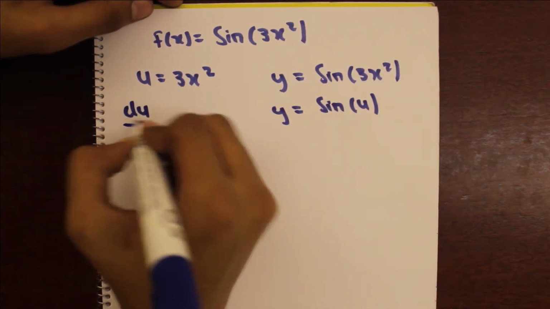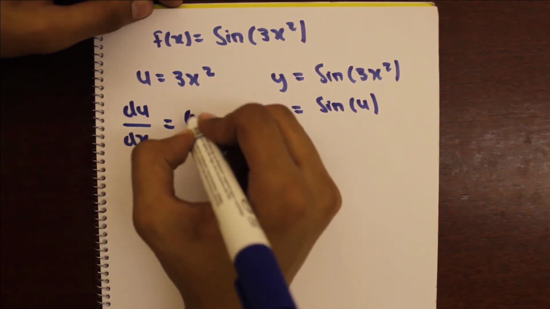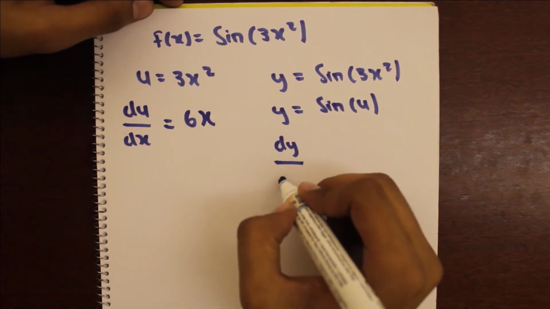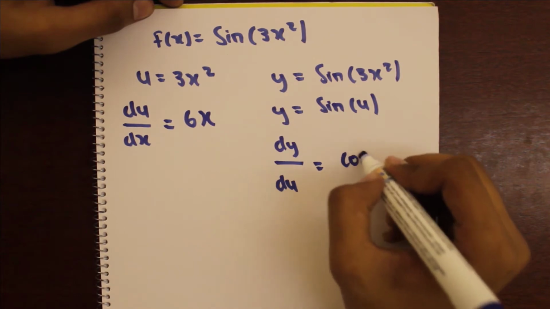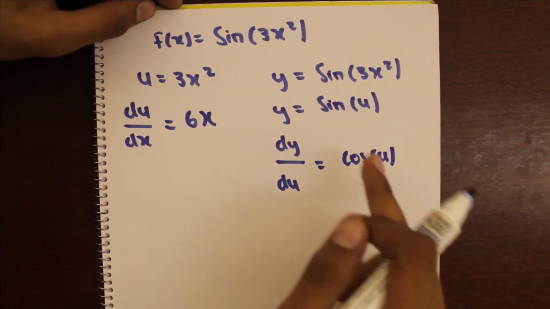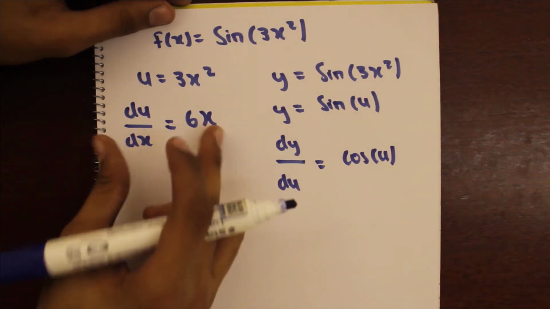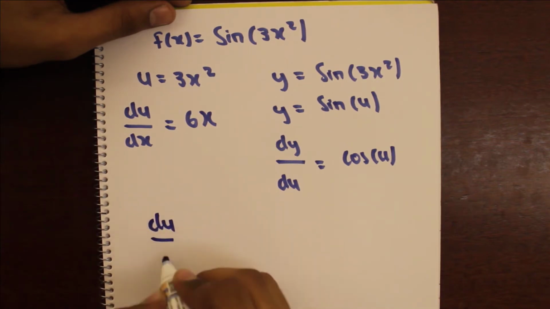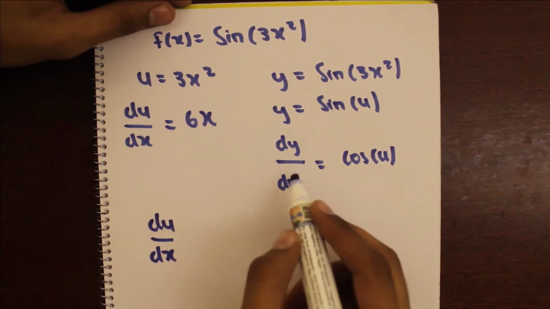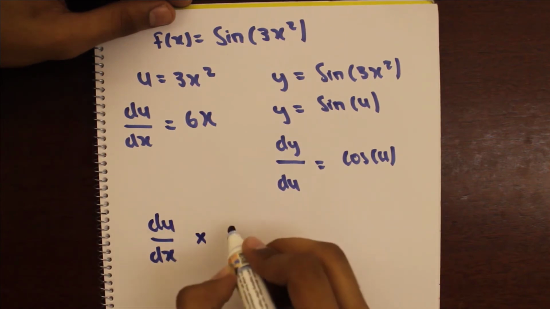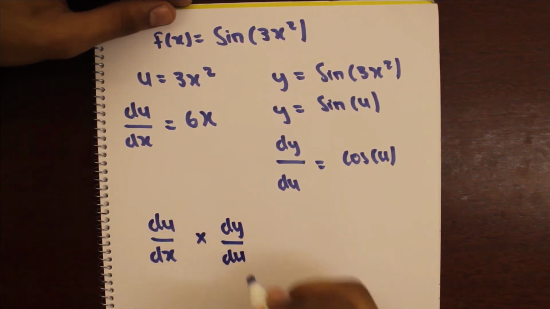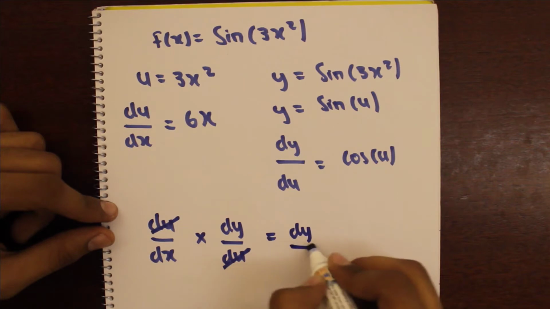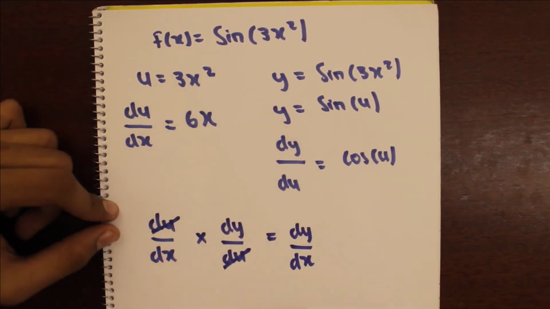And now to find the derivative, du dx will be equal to 6x, while dy du will be equal to cos u. The standard derivative of sine u is cos u, and to find the derivative of u, I use the power rule. Hence, now we can see that we found du dx and dy du. So du dx multiplied by dy du, as we can see, du and du cancel out. This would give us dy dx, which is what we're looking for from the beginning.